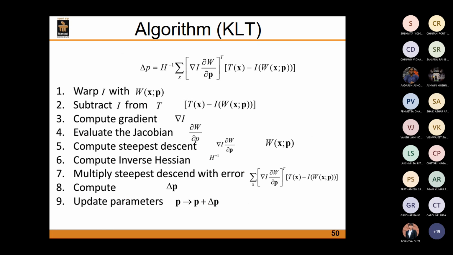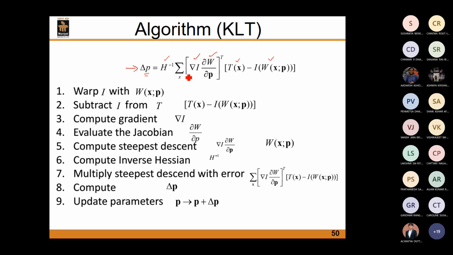So if you are trying to summarize the original KLT algorithm, this is the equation that you have determined in order to find out delta P, right? So for finding delta P, we already saw that what we need is the H inverse, okay? And we need delta I ∂W/∂P, right? So basically you need the gradient of the image, you need to find the Jacobian, and that is required for finding H inverse too. And you have the template minus the warped image, right?